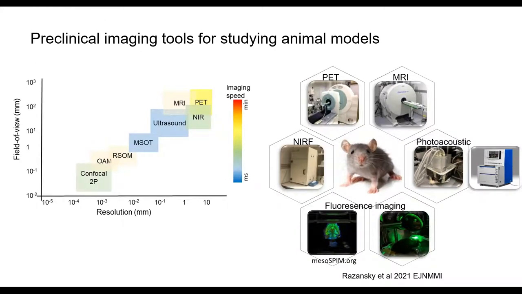In preclinical imaging, multi-scale multimodal imaging tools have been developed, such as PET and high-field MRI, that give you a greater field of view but relatively low resolution. In addition, optical microscopy gives superior resolution but is limited by the field of view. Photoacoustic tomography is a relatively new technique that provides mesoscale resolution and is able to cover the whole mouse brain or animal brain at the same time. In this study, we used MRI as well as photoacoustic tomography, shown on the right side of the slide.